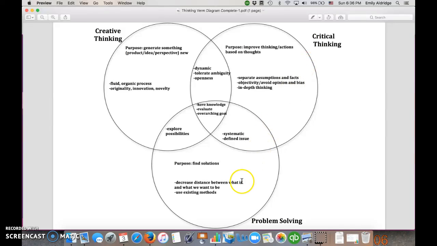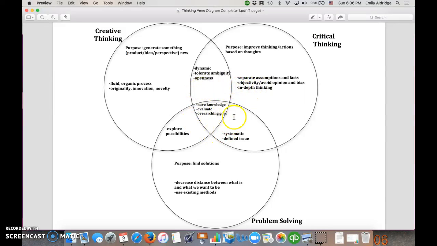With critical thinking and problem solving, we do have a defined element that we're working with, but we can work through a system of critically thinking about solving the problem and helping define the issue in a very focused way by using facts and avoiding opinion.